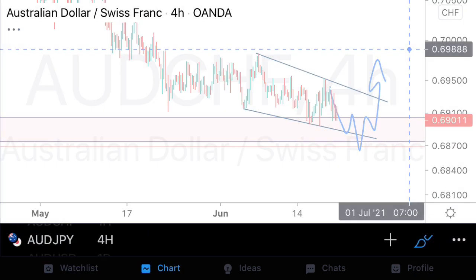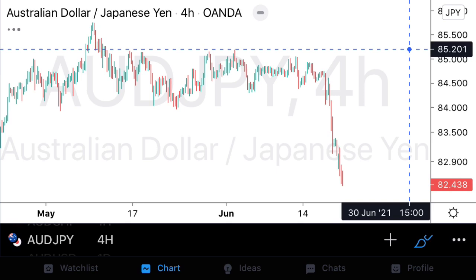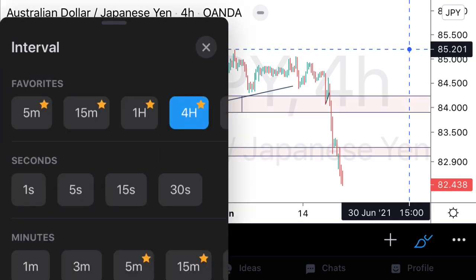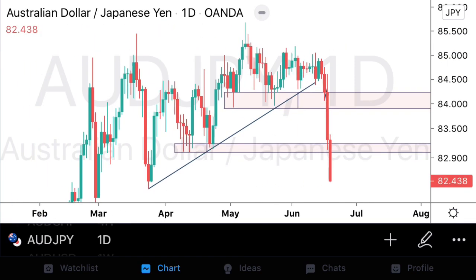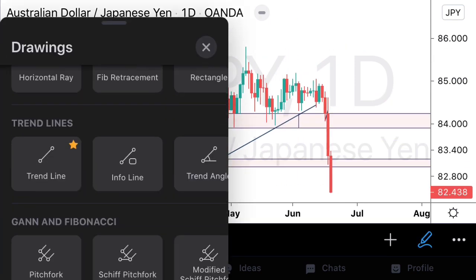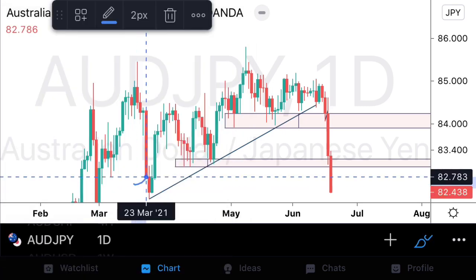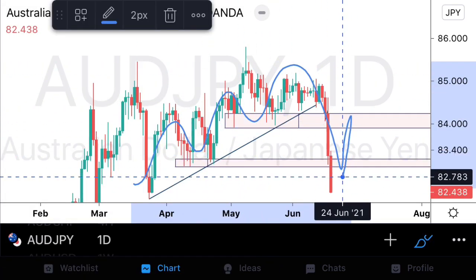Let's go on to the next pair, guys. We'll hop on to AUDJPY. Now on Aussie Yen, let's just hop up onto the daily for a second. What we will see from the daily is a market that has been in this ascending structure. Now we know that ascending structures normally break to the downside.